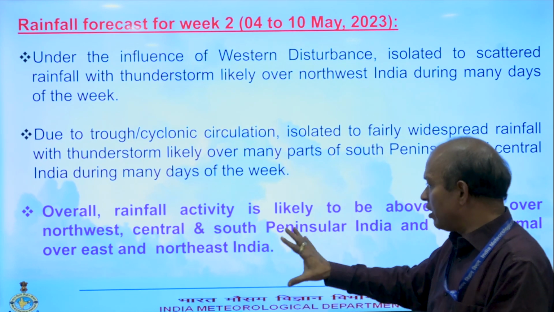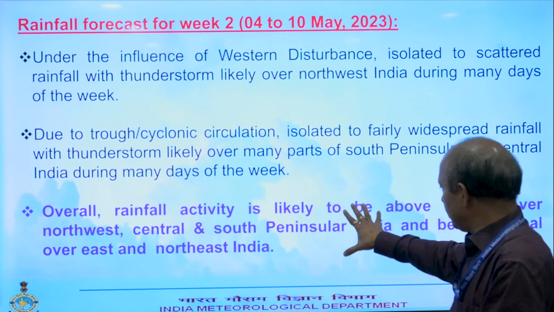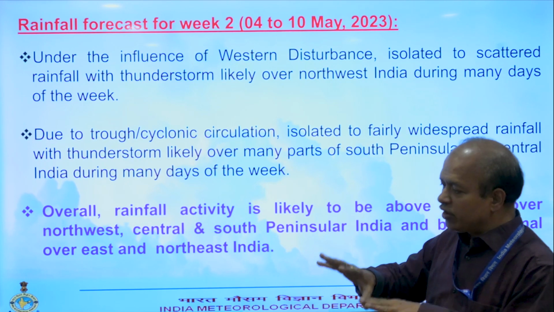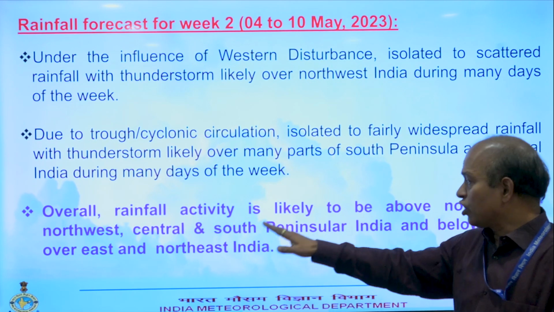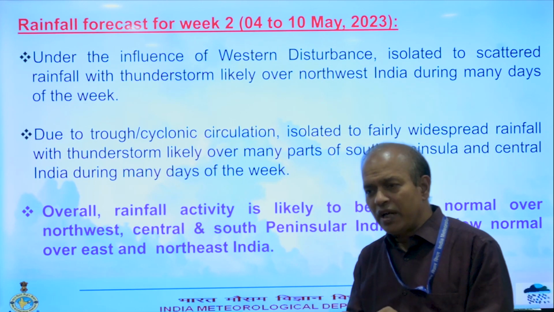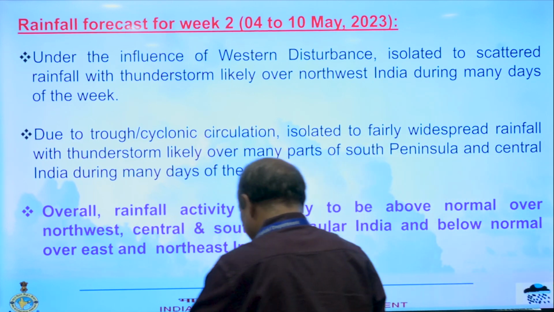Overall rainfall activity is likely to be above normal, which we have also indicated in the model. The model indicates that rainfall is likely to be above normal over northwest, central and south peninsular India, and expected to be below normal during week 2 over northeast India. That's what we are expecting for the rainfall.